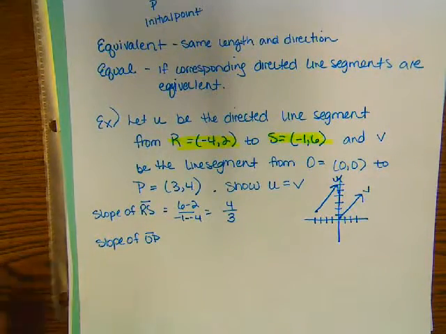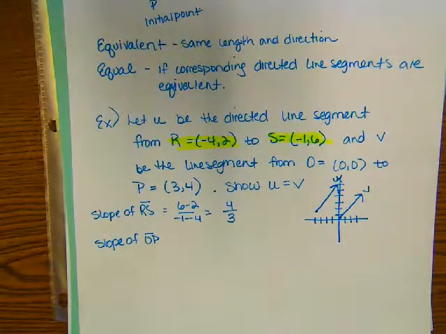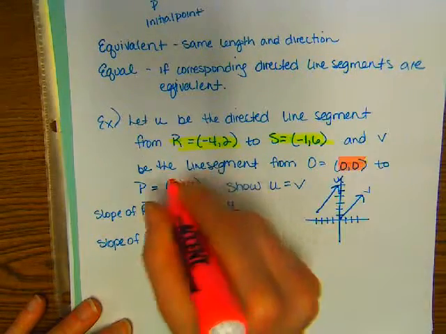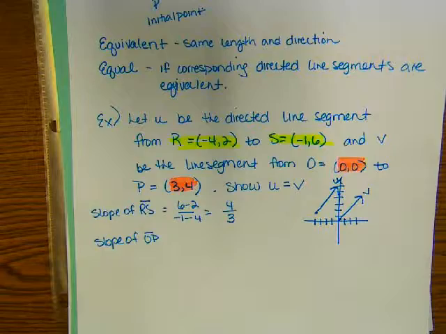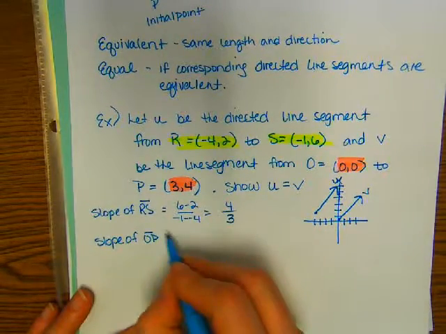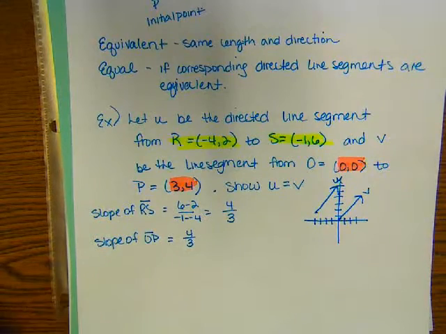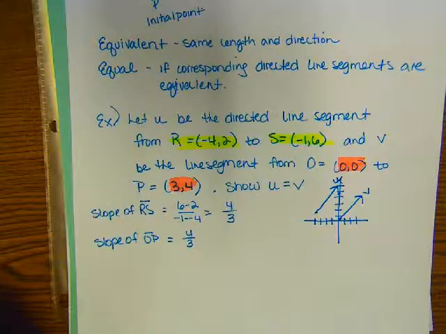The slope of OP, well, that's nice. That's 4 minus 0 over 3 minus 0, correct? So are they sloped the same? Yes, okay, so that's good enough for now. We are going to later on in the unit talk about direction angles. But for now, we know that they're going in the same direction.